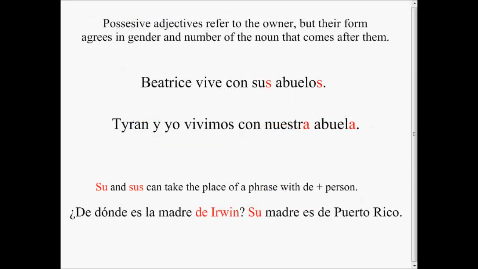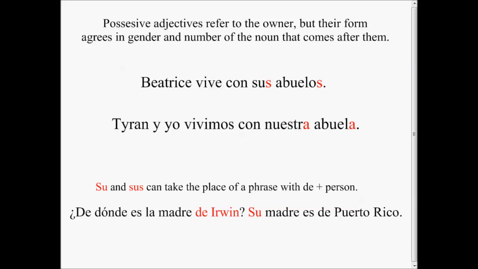Possessive adjectives refer to the owner, but their form agrees in gender and number of the noun that comes after them. For example, Beatriz vive con sus abuelos. Su and sus can take the place of a phrase with de plus a person. ¿De dónde es la madre de Irwin? Now, de is showing ownership here because we're saying that this is the mother of Irwin.